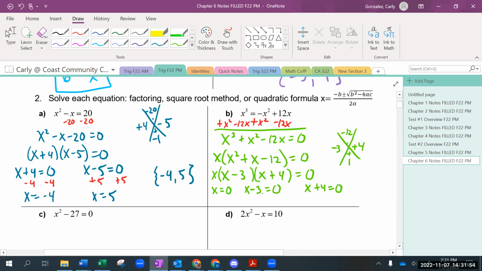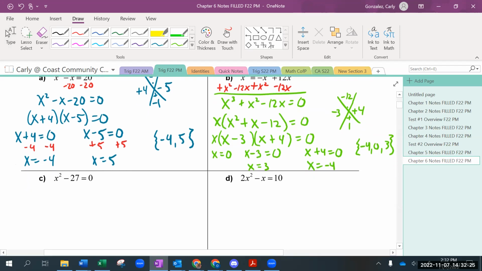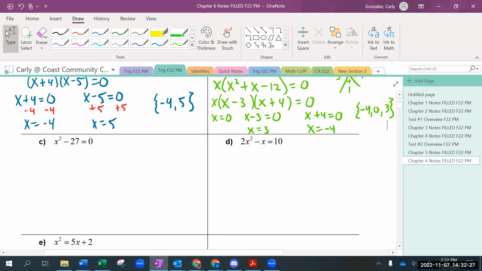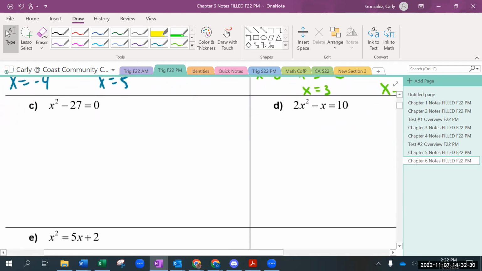X equals 0 is already solved for, but x minus 3 equals 0, we can add 3 to both sides to get x equals 3. X plus 4 equals 0, we'll subtract 4 from both sides to get x equals negative 4. So now our solutions are negative 4, 0, and 3. While it's not required to list your solutions from least to greatest, it's common to do so. Let's go take a look at a couple more cases of our quadratic equations.